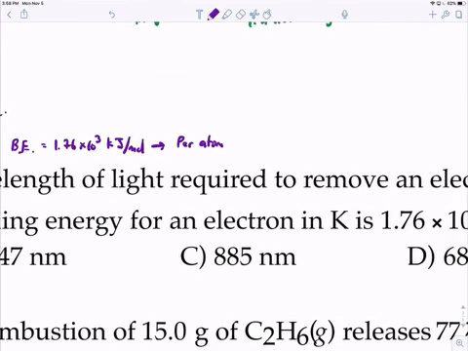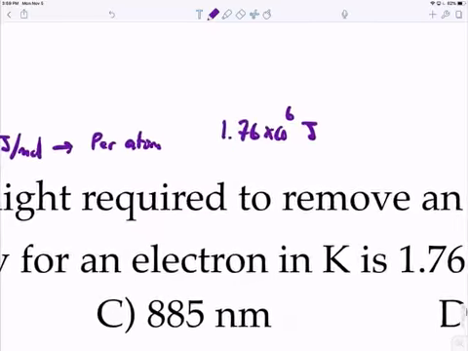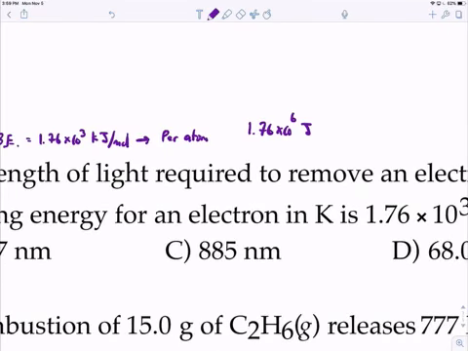So to get the photon, what we do is we do 1.76 times 10 to the 6 joules. Where am I getting the 6 from? 10 to the third kilojoules, and kilo is 1,000. 10 to the third is 1,000, so 1,000 times 1,000 is a million. So it's 1.76 times 10 to the 6. So we got the million. 1.76 times 10 to the 6 joules per mole.